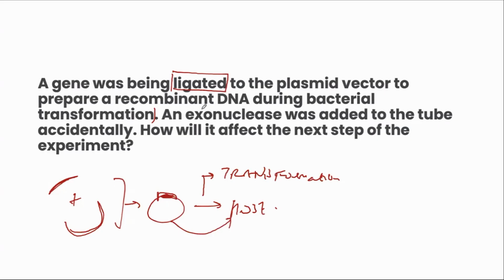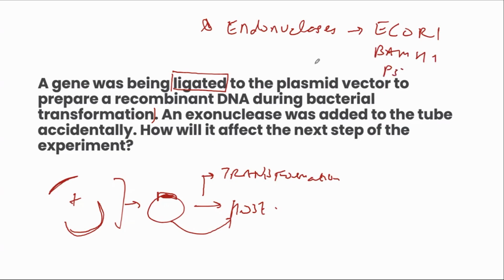Next, an exonuclease was added to the tube accidentally. How will it affect the next step of the experiment? We know that in the digestion process, we always use endonucleases, for example, the most common examples like EcoRI, BamHI, and the recent one, PstI, and a lot more. But instead of endonuclease, the one that cuts in between, they added exonuclease. What is exonuclease? Exonucleases are the enzymes that cleave at the ends of the DNA strand, right?